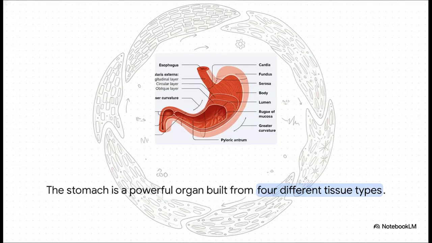It's not made of just one thing. It's a brilliant combination of all four major tissue types. You've got that epithelial tissue on the inside protecting it from acid. You've got connective tissue holding its shape. You've got powerful muscle tissue to make it move. And of course, nervous tissue to control the whole operation. They all have to work in perfect harmony.